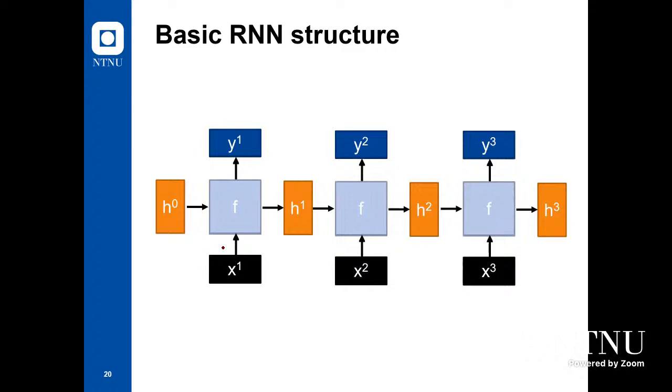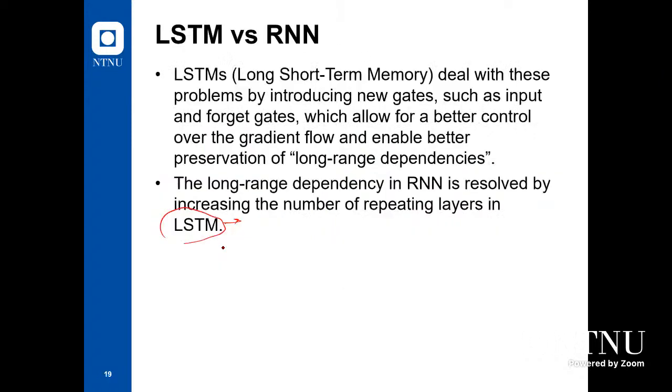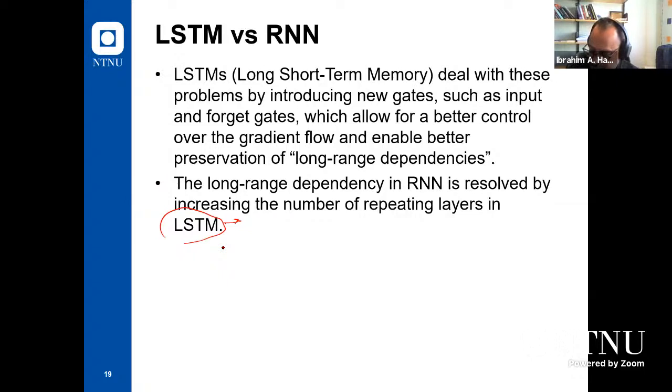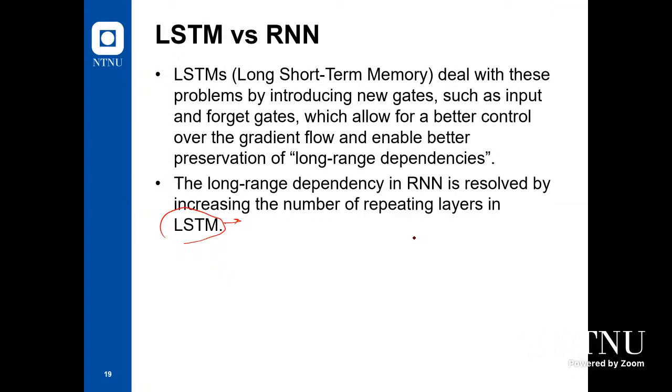I'm sorry. Can you explain a little bit more about why RNNs have vanishing gradients? Yeah, I guess. Maybe I will have some slides here. Okay.